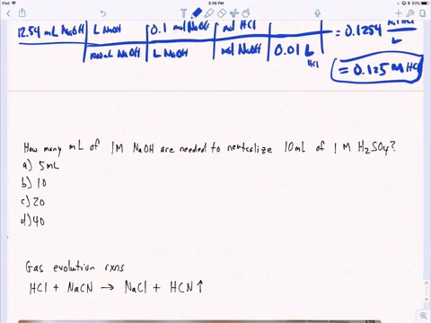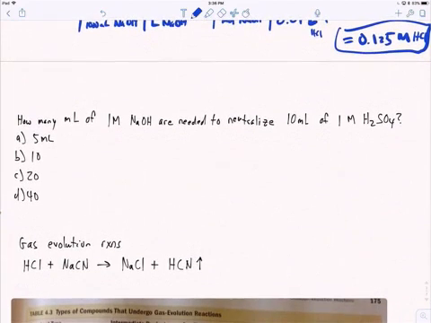I have an easier but trickier problem for you. How many milliliters of 1 molar sodium hydroxide are needed to neutralize 10 milliliters of 1 molar H2SO4, sulfuric acid?